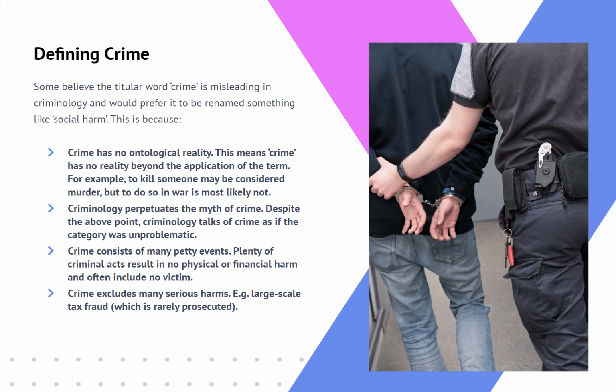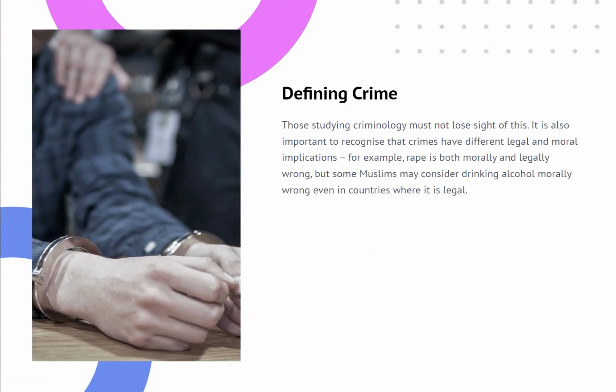Despite the above point, criminology talks of crime as if the category was unproblematic. Crime consists of many petty events. Plenty of criminal acts result in no physical or financial harm and often include no victim. Crime excludes many serious harms. For example, large-scale tax fraud, which is rarely prosecuted. Those studying criminology must not lose sight of this.